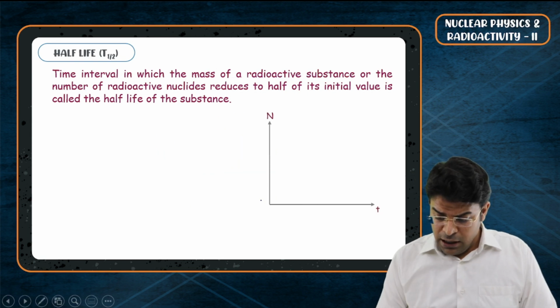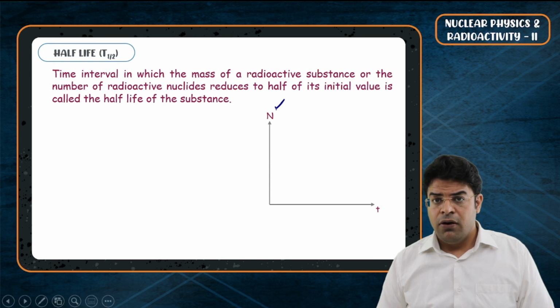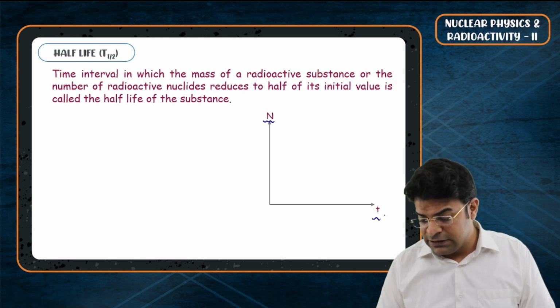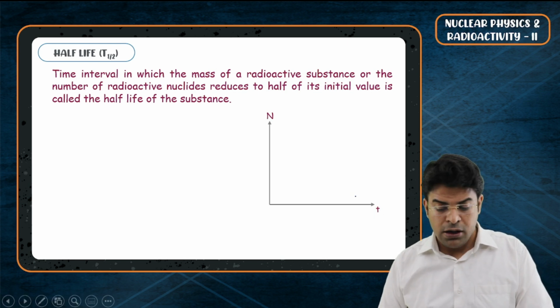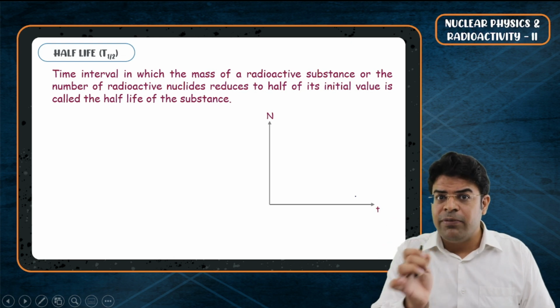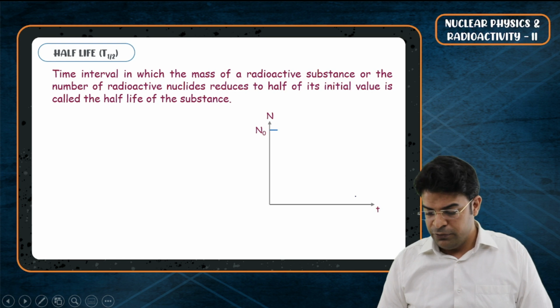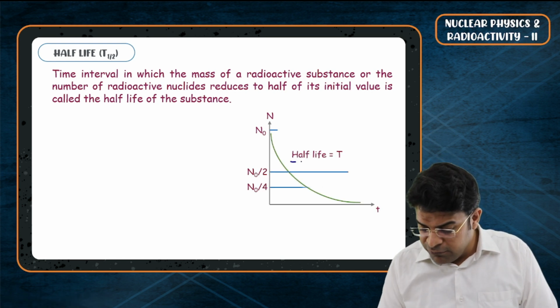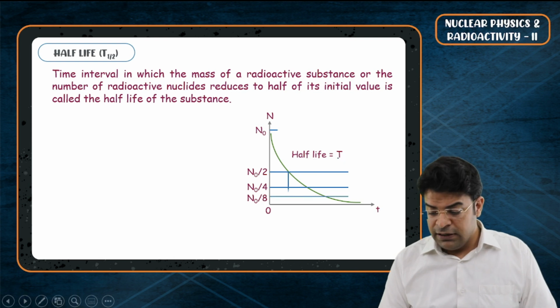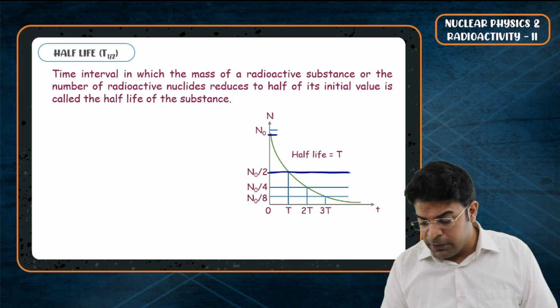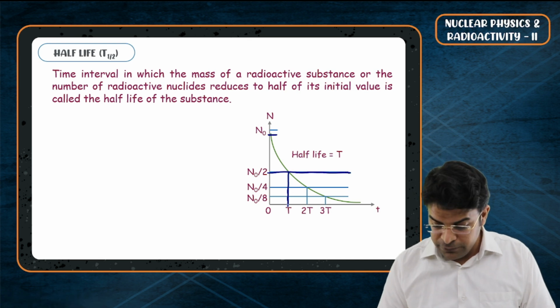So if we think of half-life in terms of a graph, we have already learned that the graph of number of active nuclei versus time goes something like this. Now half-life is the time in which the number of active nuclei becomes half. So if you have this graph and the half-life of the sample is t, then the number of active nuclei will reduce from n0 and become n0 by 2 in a time equal to t.